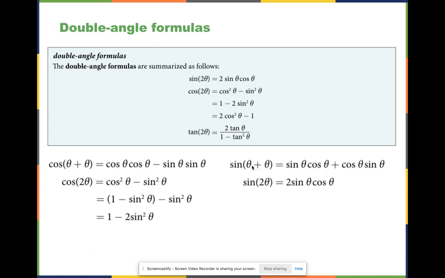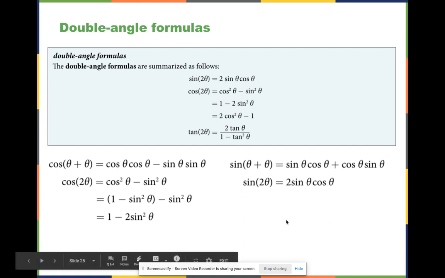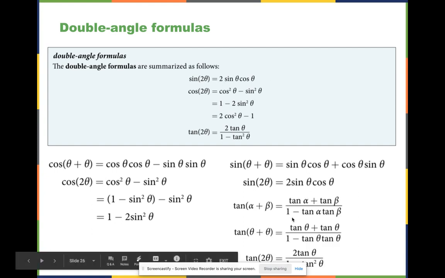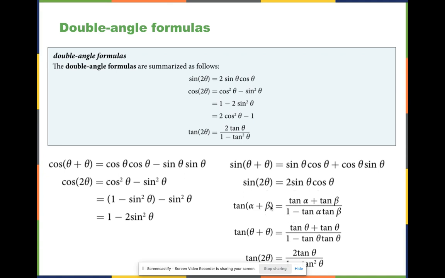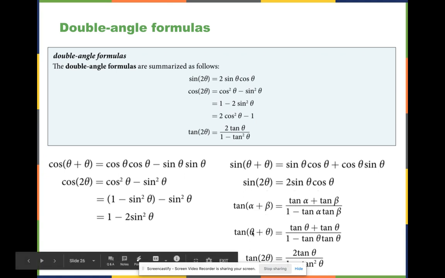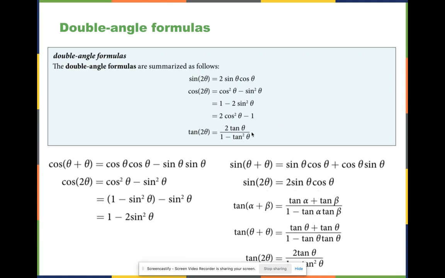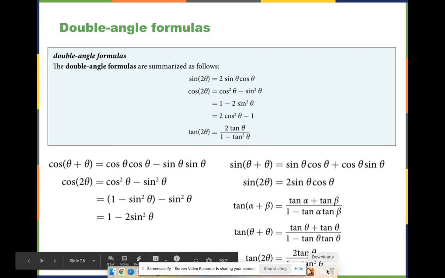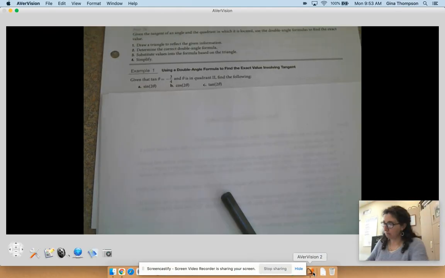Again, from sum and difference formulas, sine of theta plus theta is this, sine of theta times cosine of theta plus cosine theta sine theta, which is just this representation, 2 sine theta cosine theta. And for tangent, here's the sum or difference for tangent of theta plus theta. We plug these in, we get 2 tan theta over 1 minus tan squared theta. Okay, so these are all directly from the sum and difference formulas that we used last time. All right, so let's do some examples using these formulas.